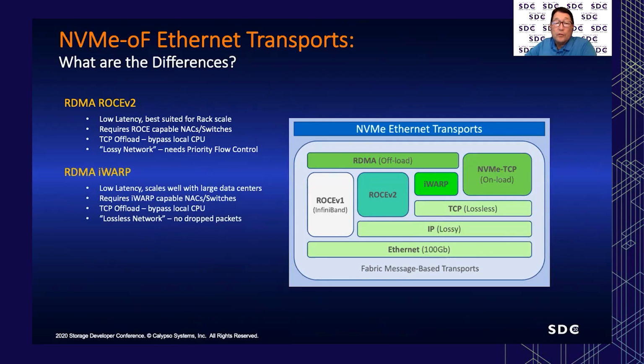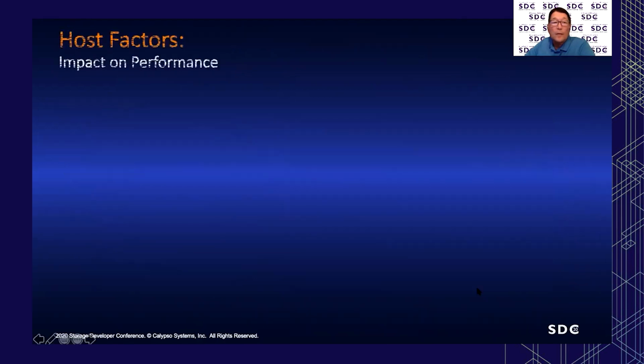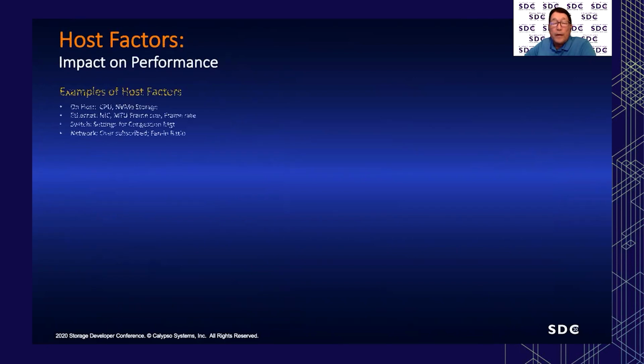RDMA iWARP is also low latency and scales well with large data centers. iWARP requires iWARP-capable NICs and switches. It also has TCP offload, but in this case is a lossless network. And then finally, NVMe over TCP is low latency and scales well on large data centers because it's easily supported on simple NIC switches. It has TCP onload, which means it uses local CPU resources to manage network activity, and it is a lossless network, i.e. there's no dropped packets. So host factors can impact performance.